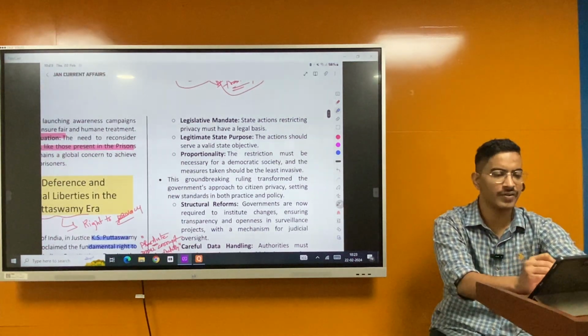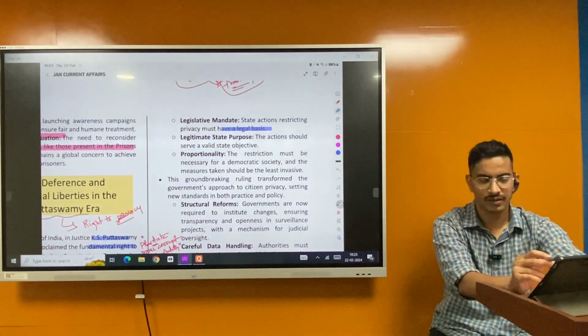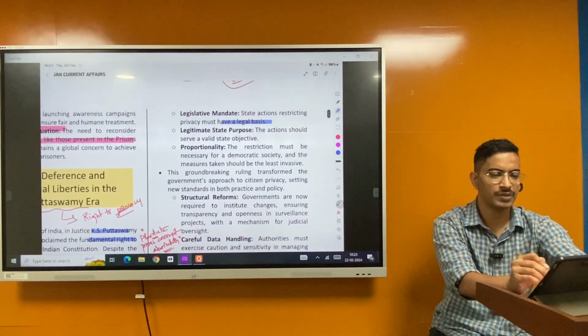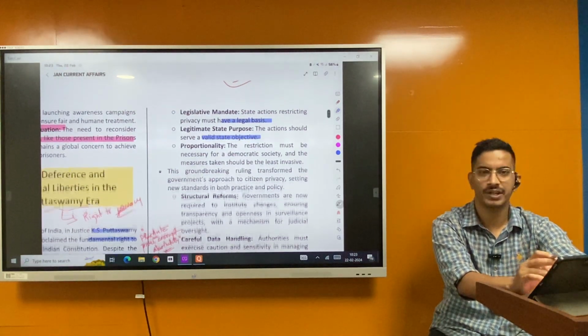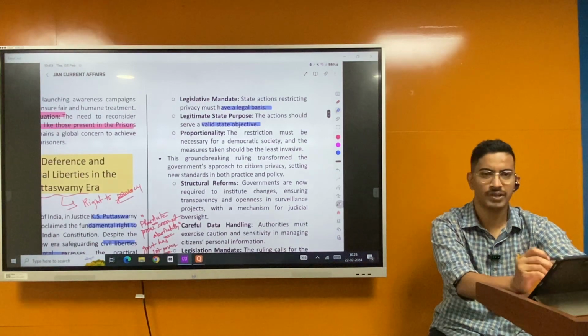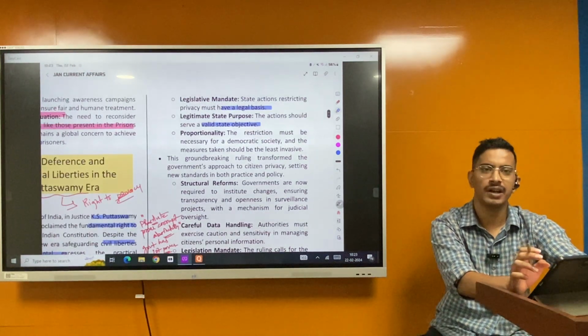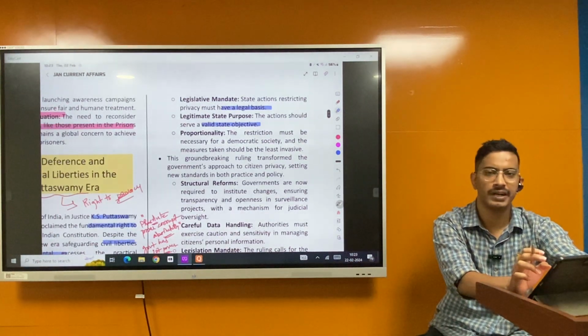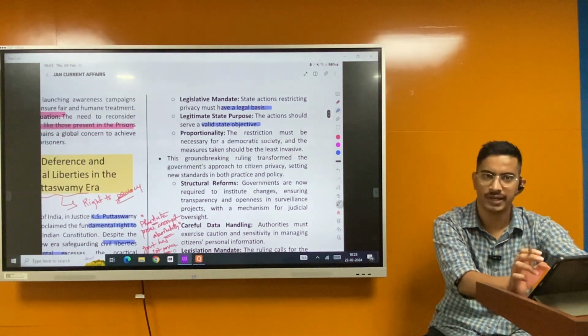State action restricting privacy must have a legal basis. Legitimate state purpose: the action should serve a valid state objective. What would be the state objective? Like it should specify it. Why are you curtailing any fundamental right, the right to privacy also? Why are you curtailing it?